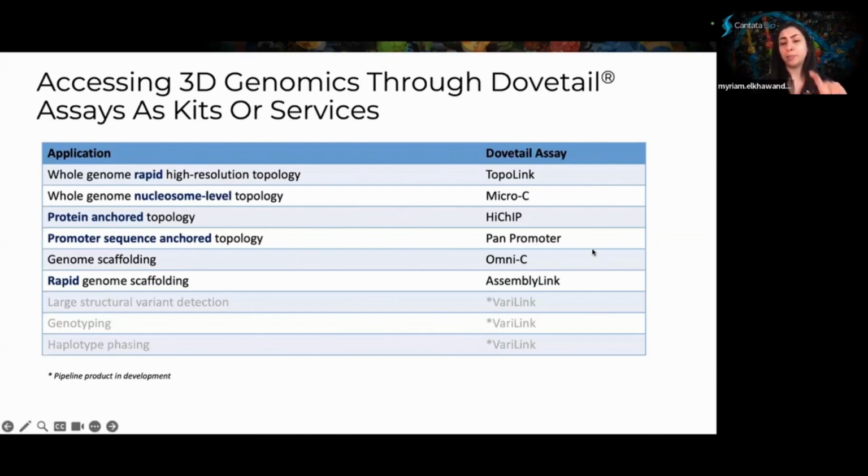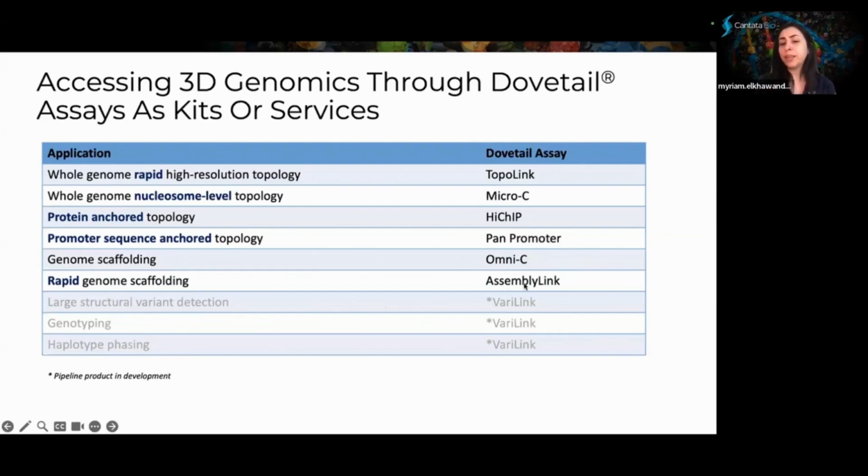Our Hi-ChIP assay and Pan Promoter, these are assays that are more targeted approaches. So the Hi-ChIP speaks to that protein anchor topology. It's going to allow you to generate a library that has the interactions associated with your protein of interest. The Pan Promoter is more of a sequence-centric approach, so it will allow you to generate data that has interactions associated with your region of interest, and in this case, it's actually your promoter regions.